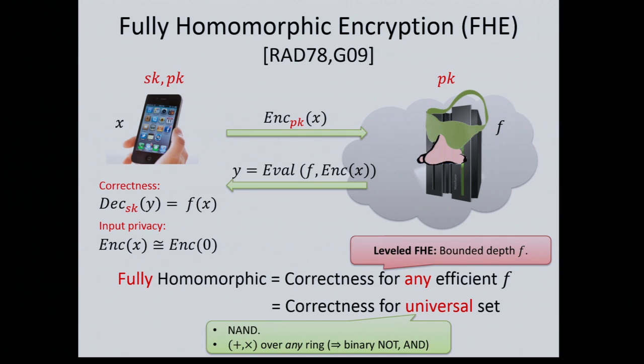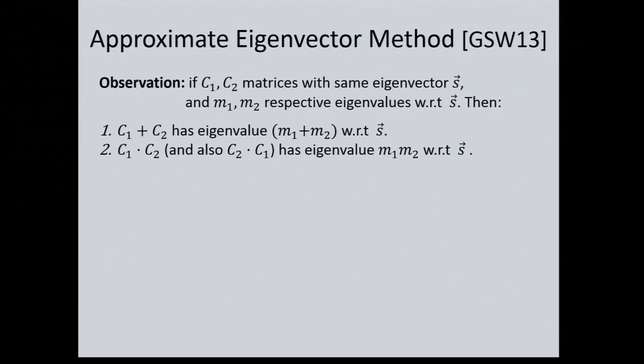But in this talk, I'm only going to present the most modern approach to fully homomorphic encryption, and this is the approximate eigenvector method presented by Gentry, Sahai, and Waters, and this was only from 2 years ago, as Chris mentioned. And the basic idea is the following. So we want to get this homomorphic evaluation to work for, say, addition and multiplication.